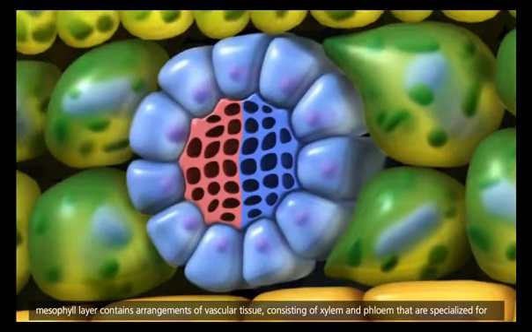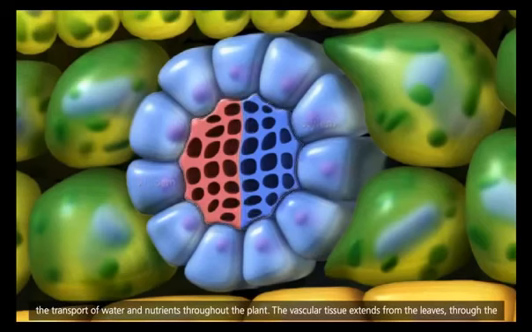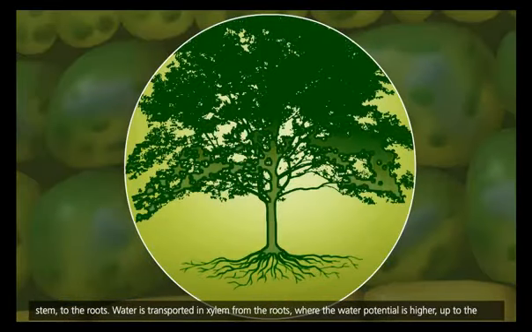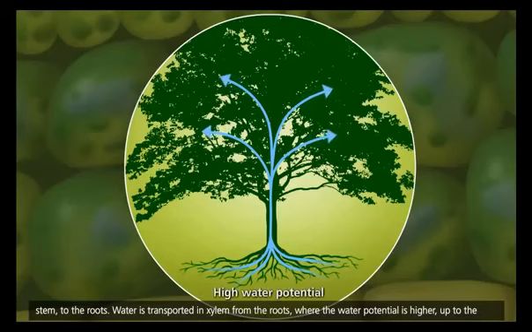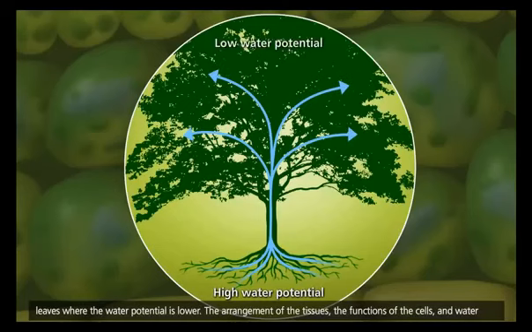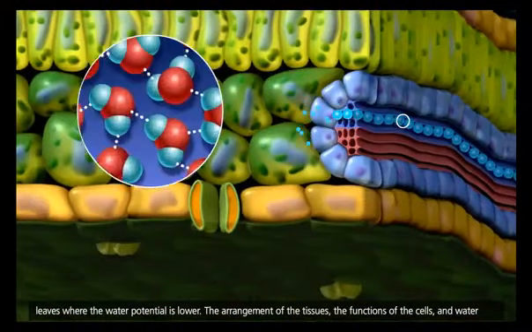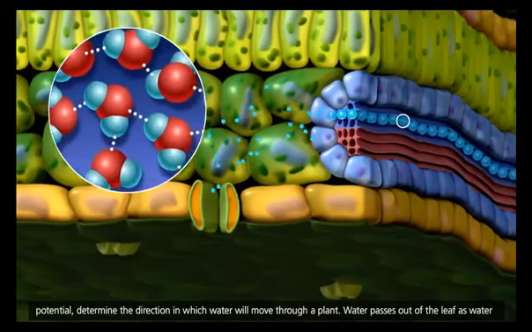The spongy mesophyll layer contains arrangements of vascular tissue, consisting of xylem and phloem, that are specialized for the transport of water and nutrients throughout the plant. The vascular tissue extends from the leaves, through the stem, to the roots. Water is transported in xylem from the roots, where the water potential is higher, up to the leaves where the water potential is lower. The arrangement of the tissues, the functions of the cells, and water potential determine the direction in which water will move through a plant.